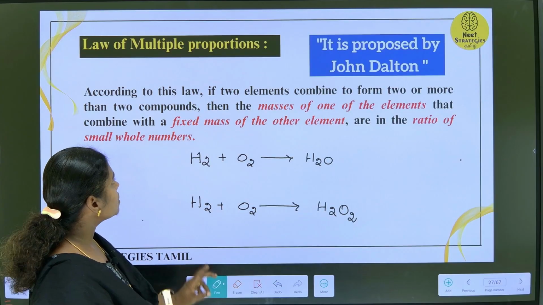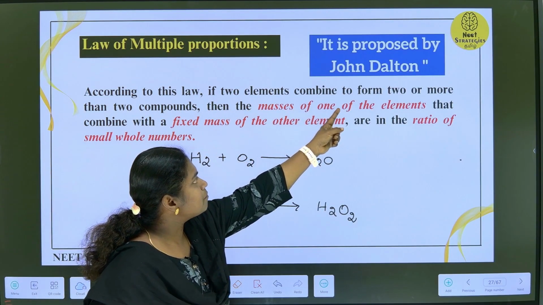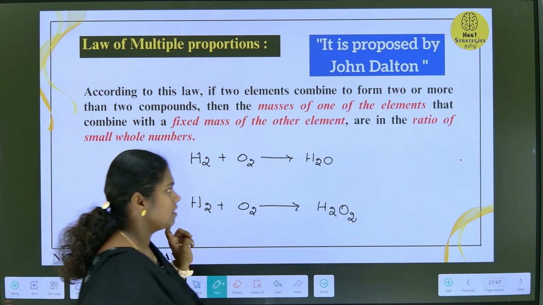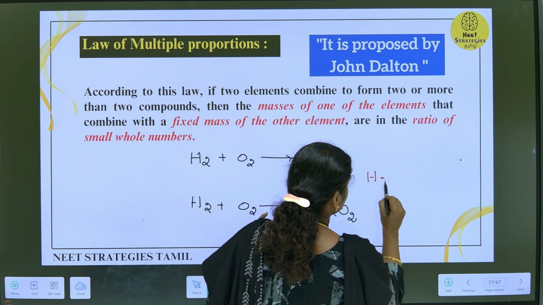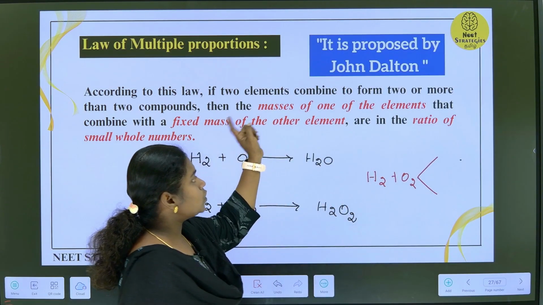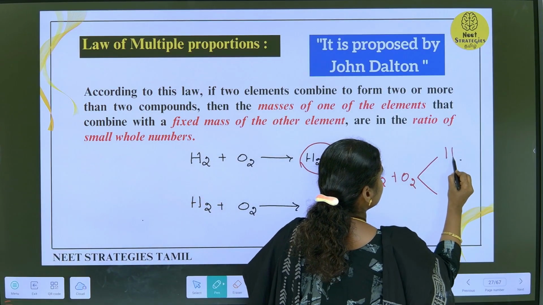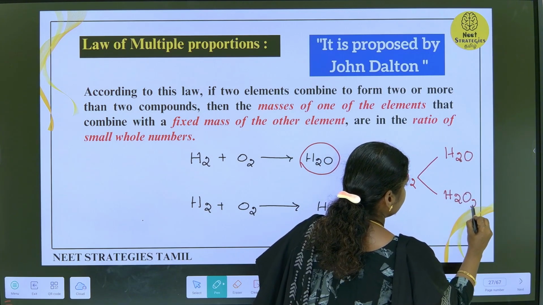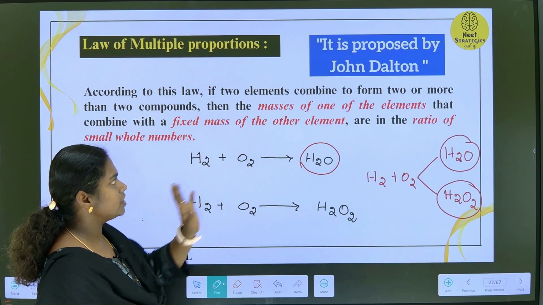Now we come to the statement. According to this law, two elements combine to form two or more than two compounds. Here the two elements are hydrogen and oxygen, which combine to form two compounds. One compound is water and the other compound is peroxide. So that is the first half of the definition.